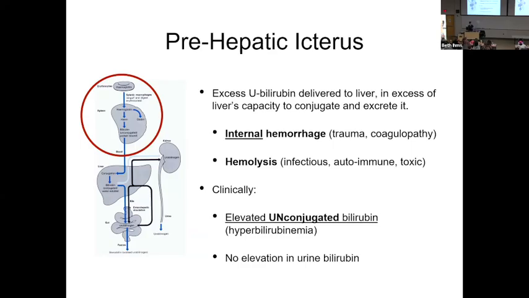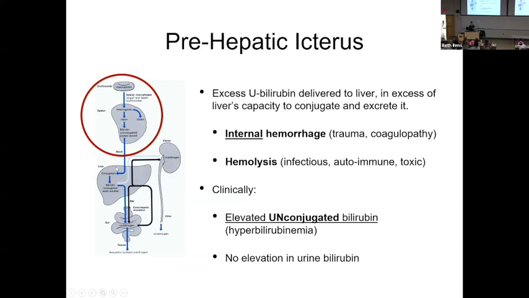Hemolysis is kind of a similar situation. So these are both instances where you have red cells being broken down inside the body at a very high rate, and it clogs the liver. Liver can't keep up, because the function of the liver is to conjugate bilirubin and make it water soluble, so it can be excreted into the urine.